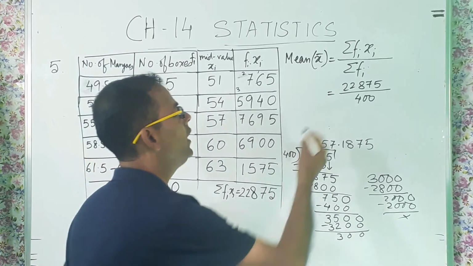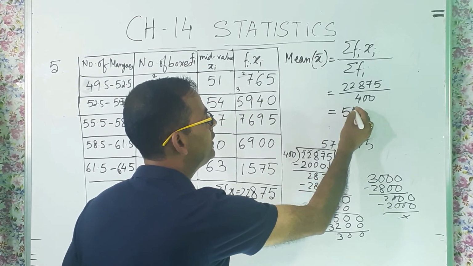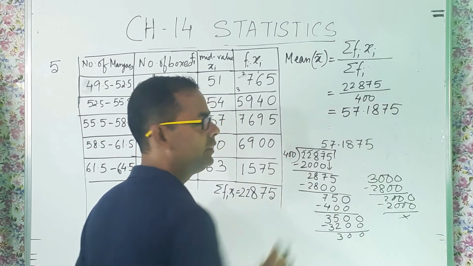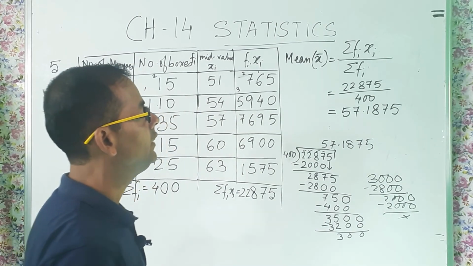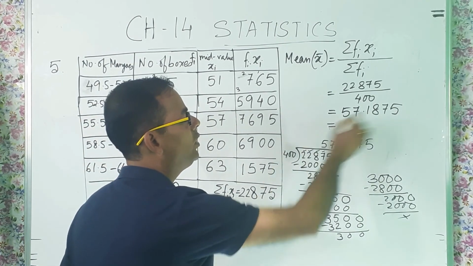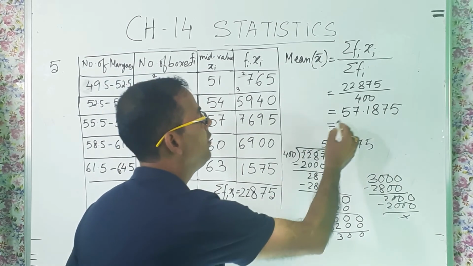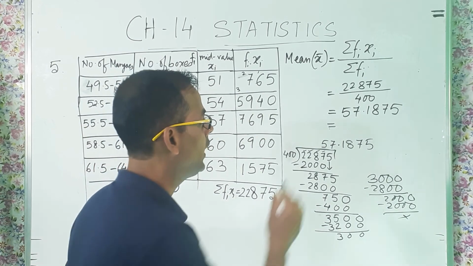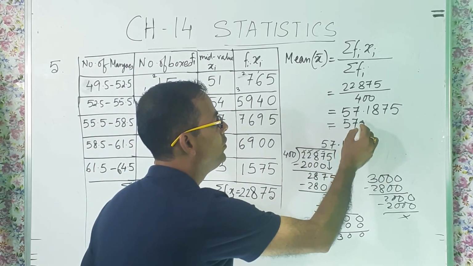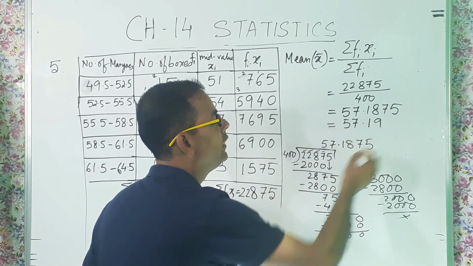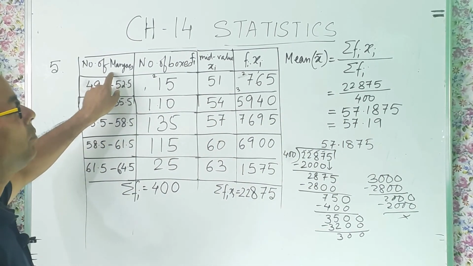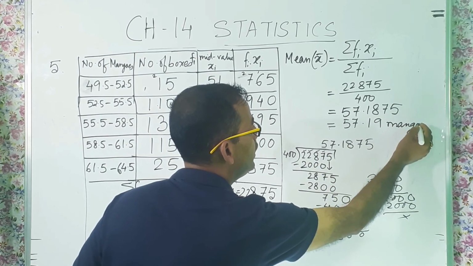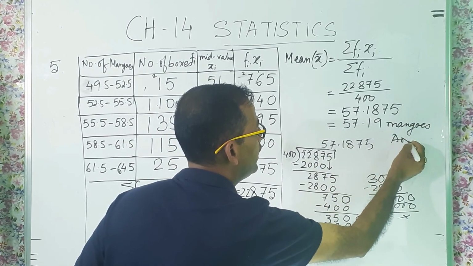Okay. Now, I will write this answer 57.1875. Clear? After this, suppose I will not represent the answer this way. I will take after decimal only 2 decimal numbers. Okay. So, 57.19, and they have told number of mangoes. So, we will write here mangoes. Clear? And this is the answer.